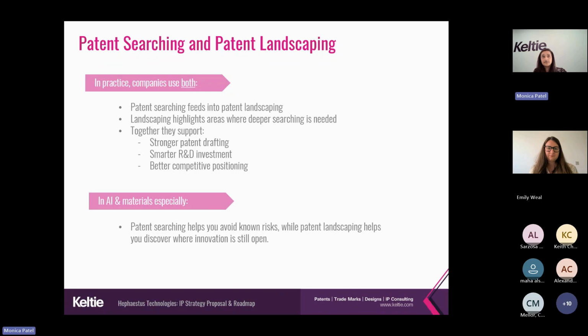In AI materials especially, an important reason why you would perform patent searching is to help to avoid known risks, while patent landscaping helps you discover where innovation is still open. So those white space opportunities that you might want to explore more.